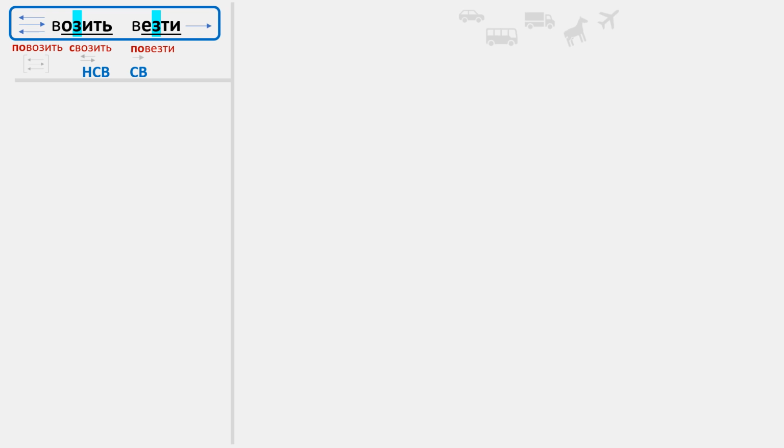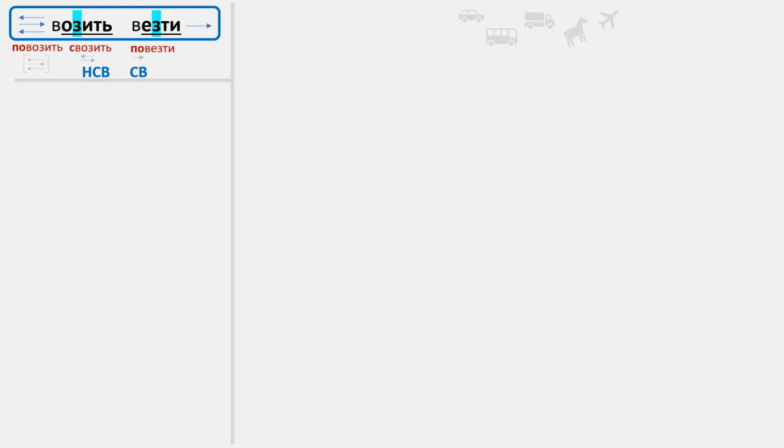Возить, вести. To transport. To transport people or things. Возить is multidirectional. It has two perfective, two SV forms, повозить and свозить. Повозить means to drive somebody or something to a place several times for a specific period of time. Свозить means to transport somebody or something to a place and bring them back. It's a round trip. Or it can be several round trips, and in this case, we will count the trips.